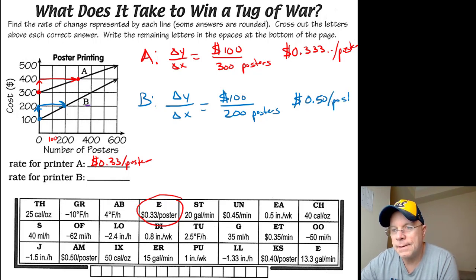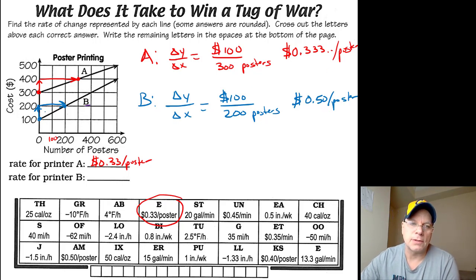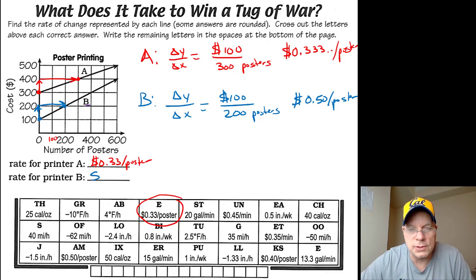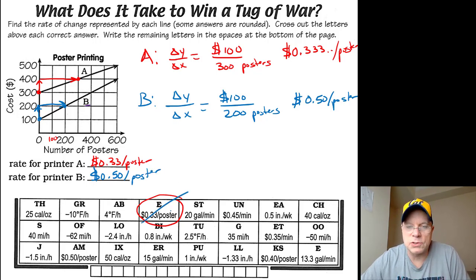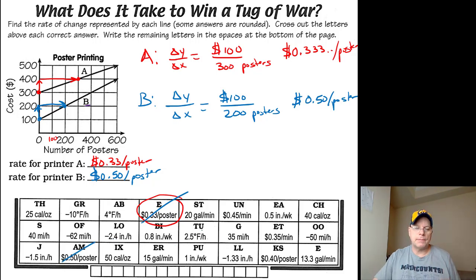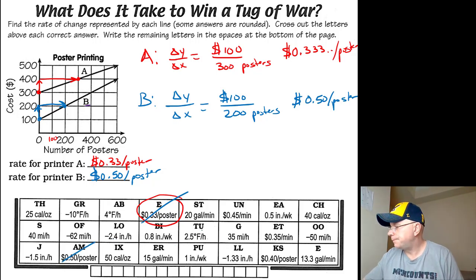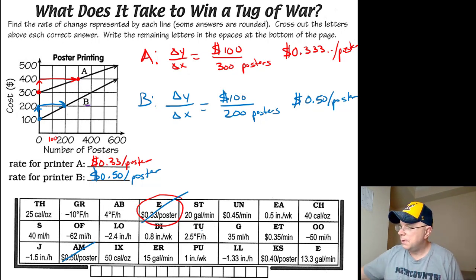So you see that company B charges you more per poster than company A, but they also charge a lot less to start the job. So it just depends on how many posters you need to have printed. We would have crossed off this one for company A and this one for company B. Last problem.